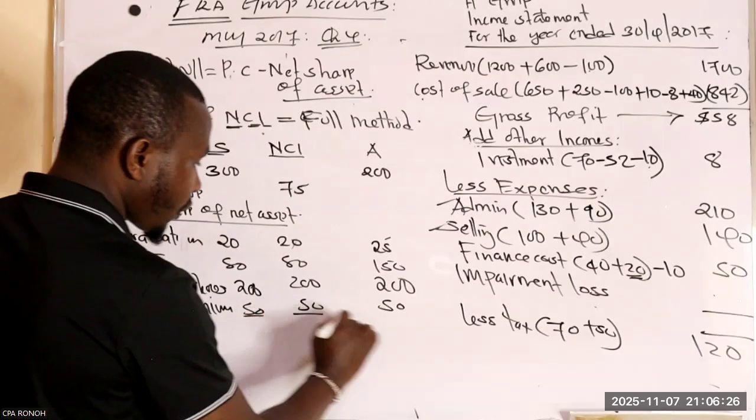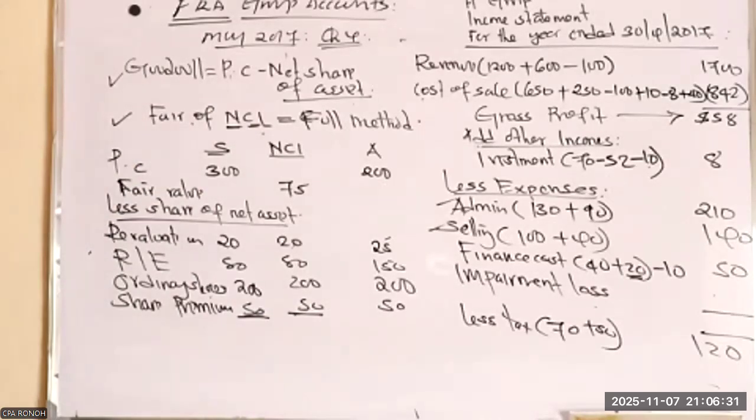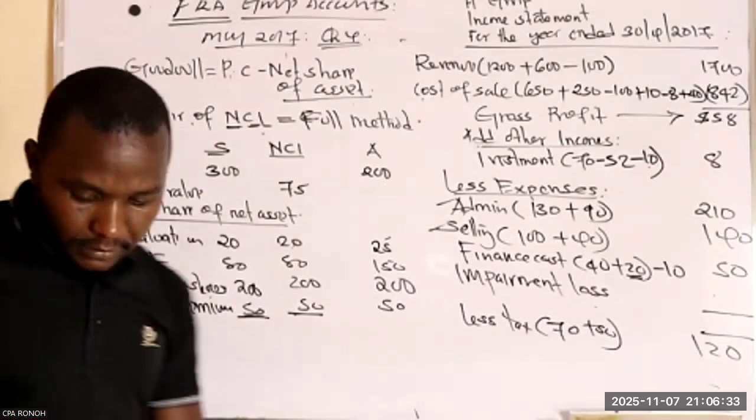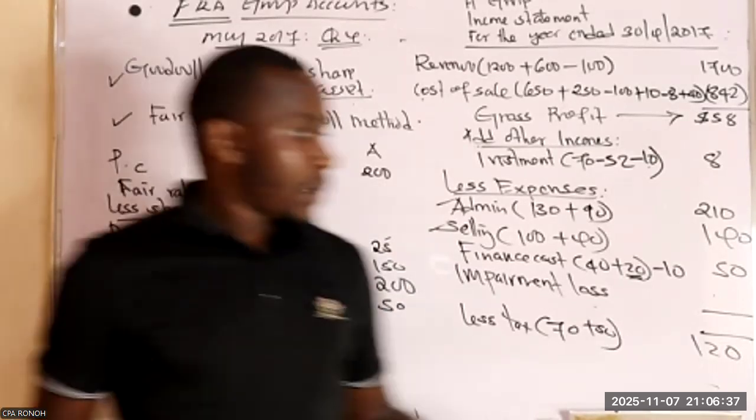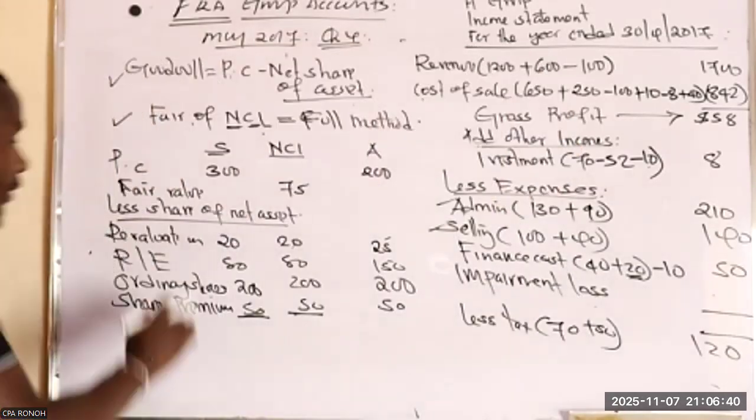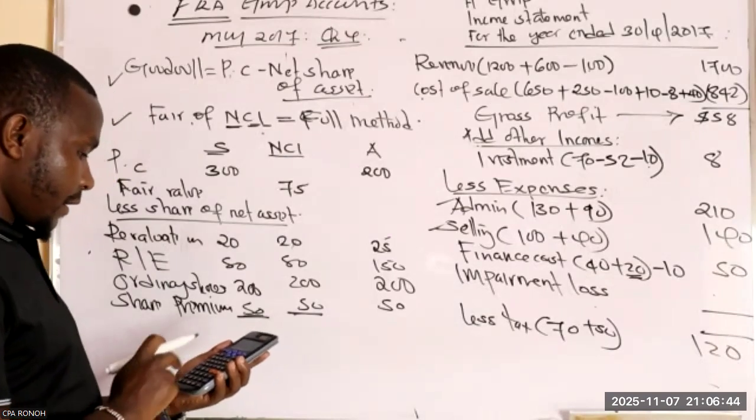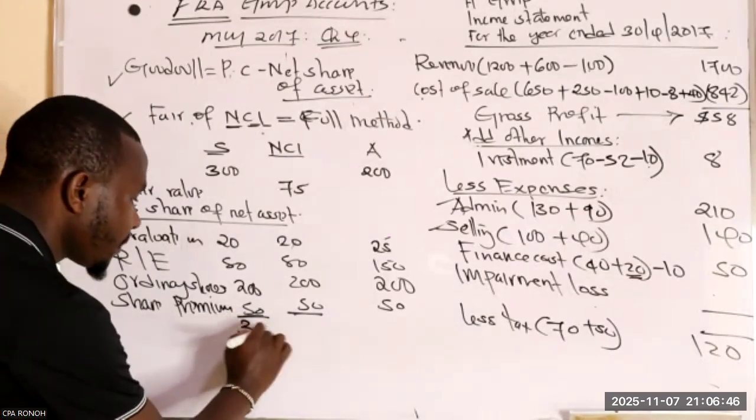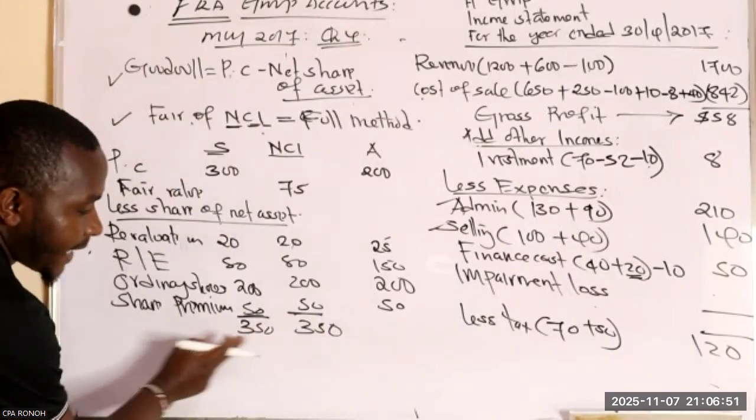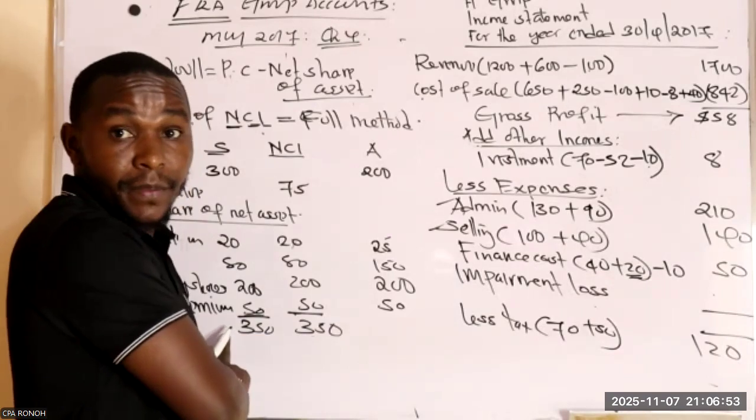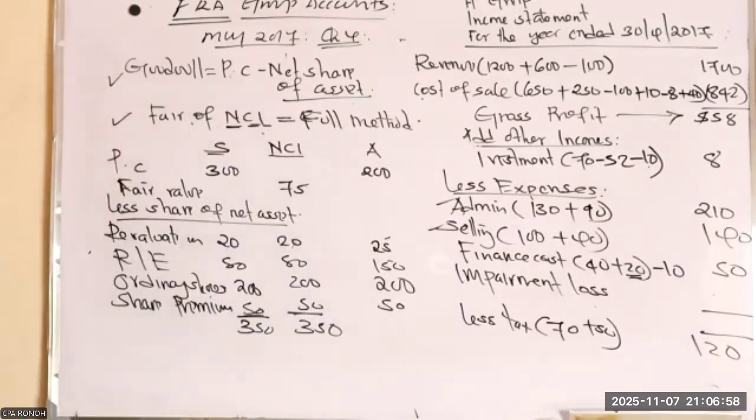So get the total. We can get 20 plus 80 plus 200 plus 50. 350, it will be the same. Now, are we taking the entire 350? Oh, let me touch those.